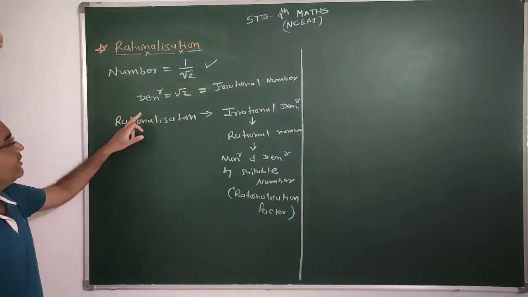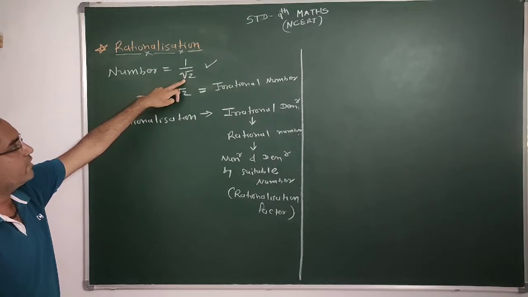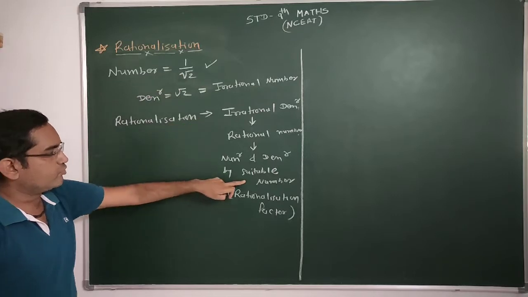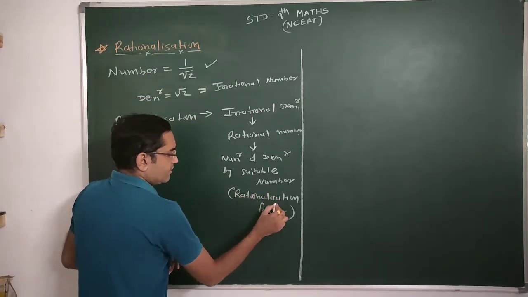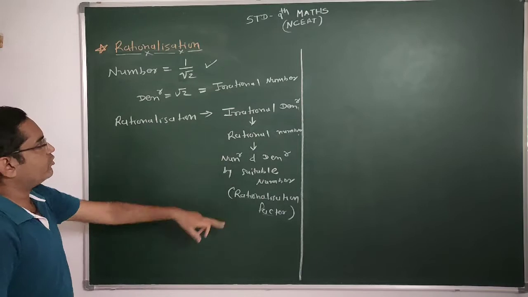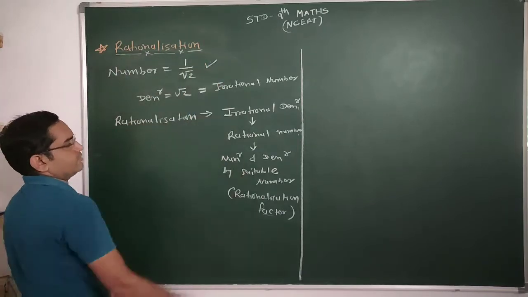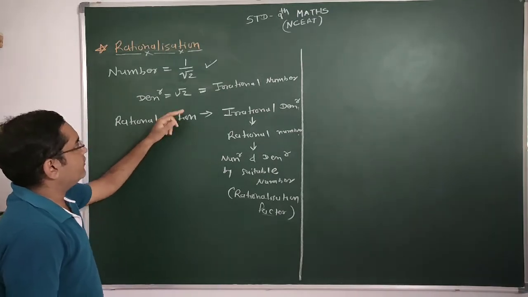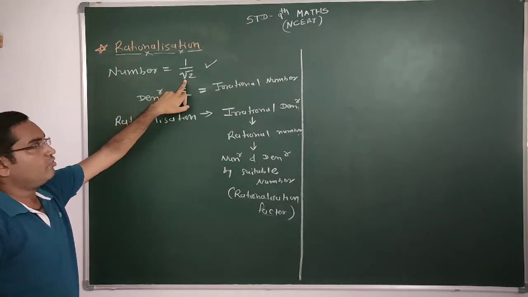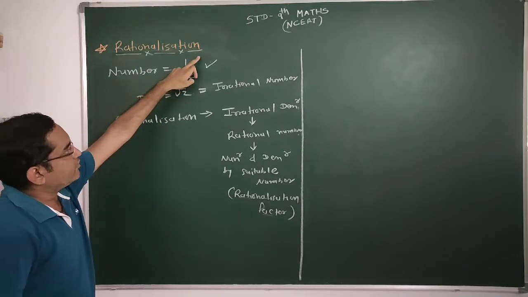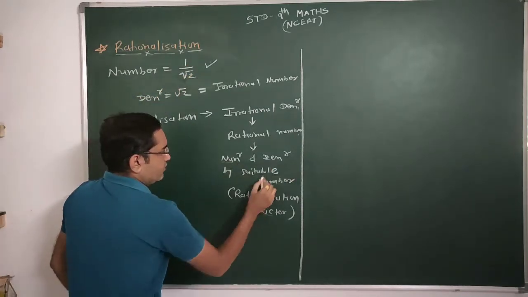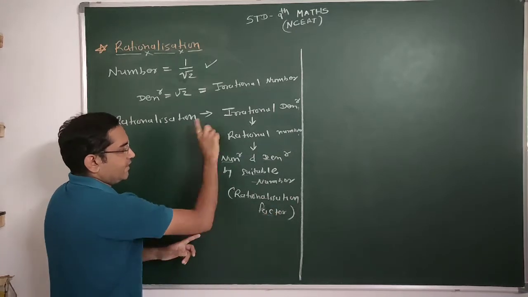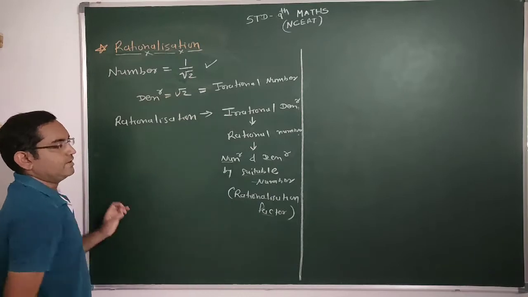Done? That means converting an irrational denominator into a rational number by multiplying numerator and denominator by some suitable number. That suitable number is known as the rationalization factor. So this entire process is known as rationalization. Clear? This is the definition of rationalization: converting the irrational denominator of any number by multiplying its numerator and denominator both by some suitable number, which is known as the rationalization factor. That entire process is known as rationalization.